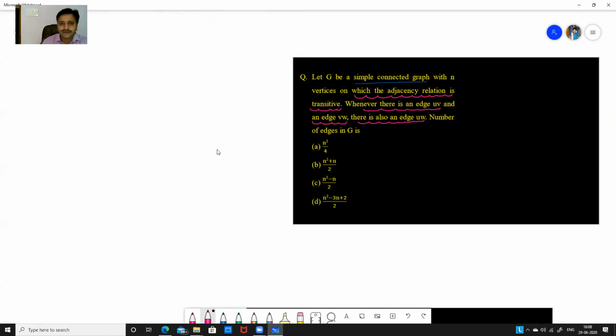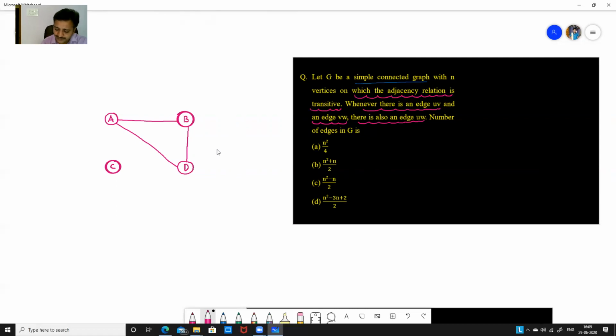Let me take a simple example to get a clear idea. Suppose I have 4 vertices, A, B, C, D. Suppose from A to B we have an edge and from B to D we have an edge. According to the transitive relation, whenever we have an edge from A to B and B to D, then definitely we have an edge from A to D.